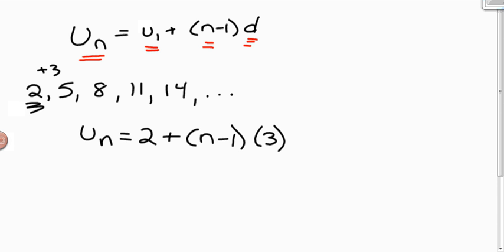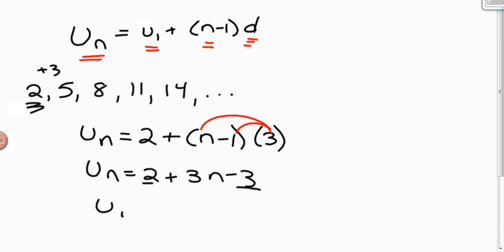Now, I look at this equation. This is not very simplified. I can go through and expand. So when I do that, I get u sub n equals 2 plus 3n minus 3. Combine those like terms. u sub n equals 3n minus 1. This is a simplified equation, and that's the equation that you would be using from here on out to find different things. So this is a linear equation.